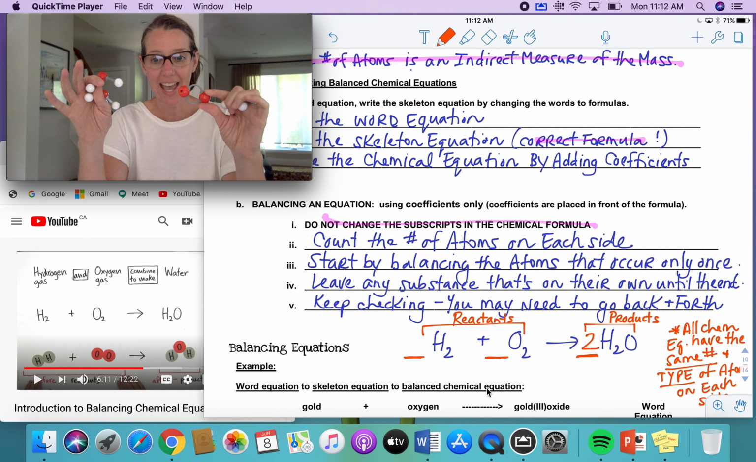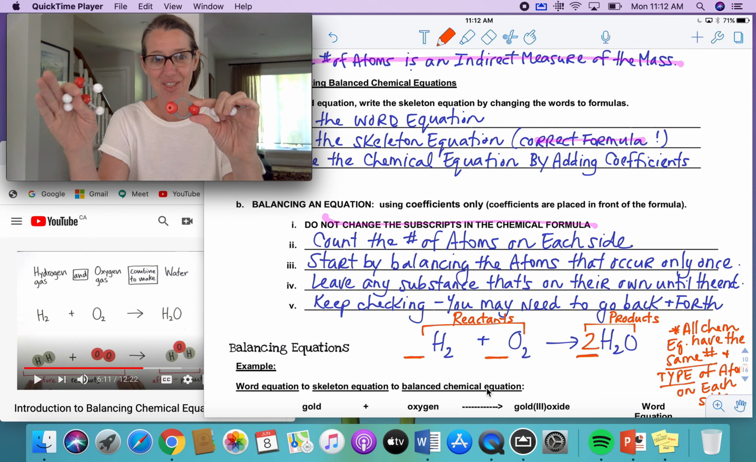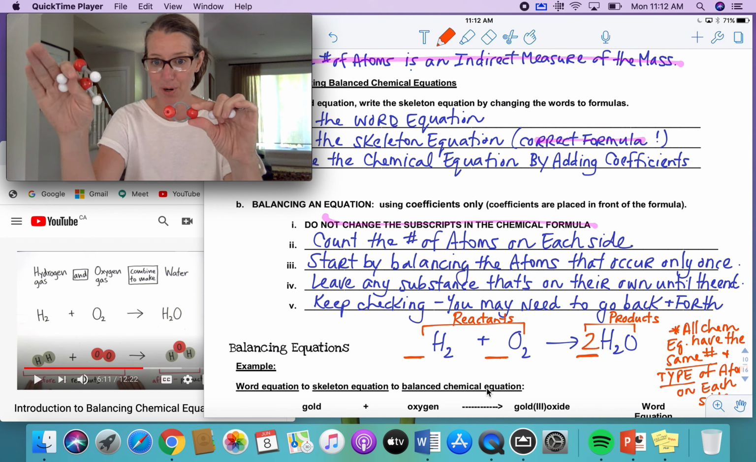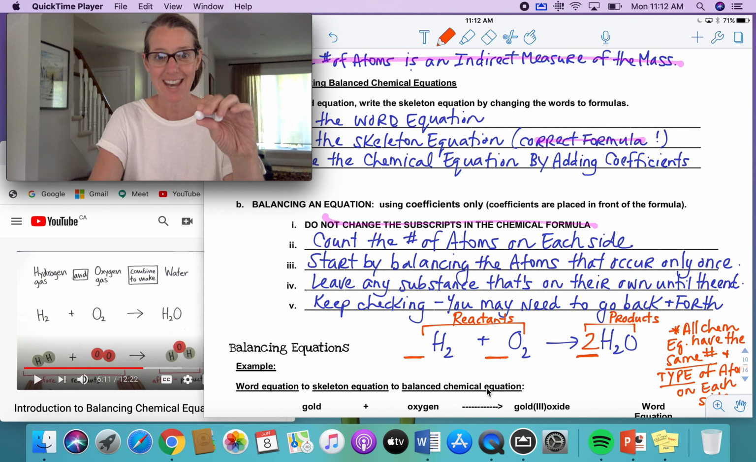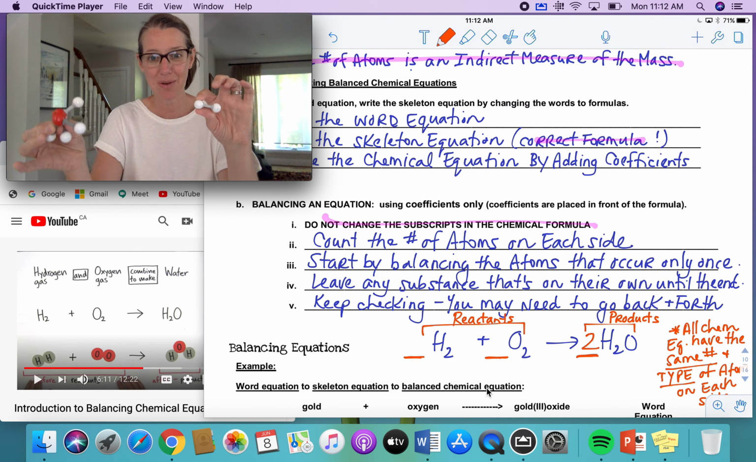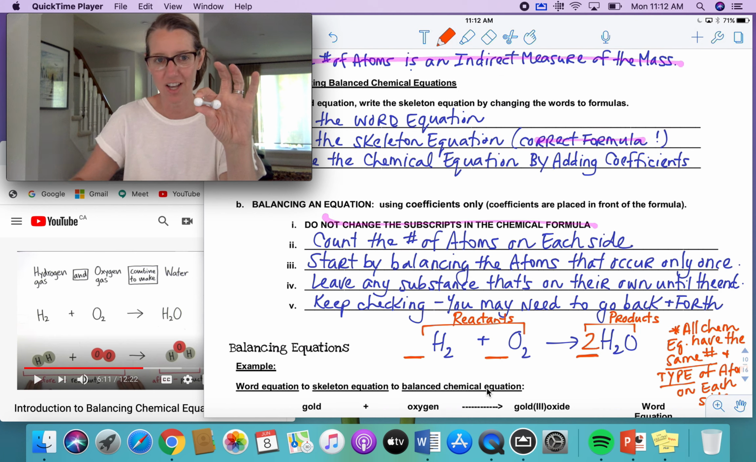So now by adding a 2 in front on the water side, that's perfect, right? I'm good for balancing my oxygens, but now I've thrown off my number of hydrogens, okay? How many hydrogen atoms do I have in total on my product side? 1, 2, 3, 4, and I only have 2 on my reactant side. So how can I get 4 hydrogens on this side?